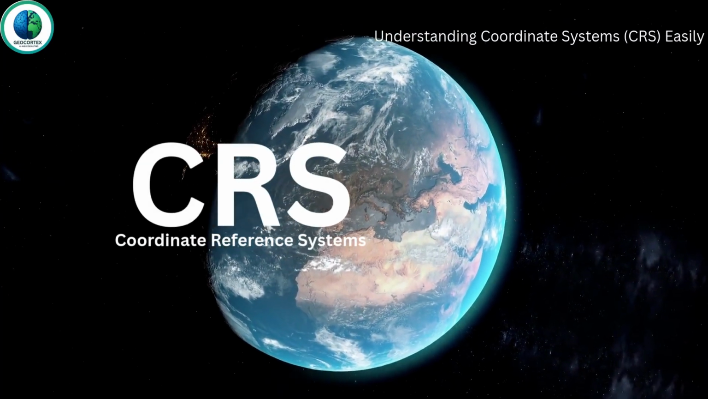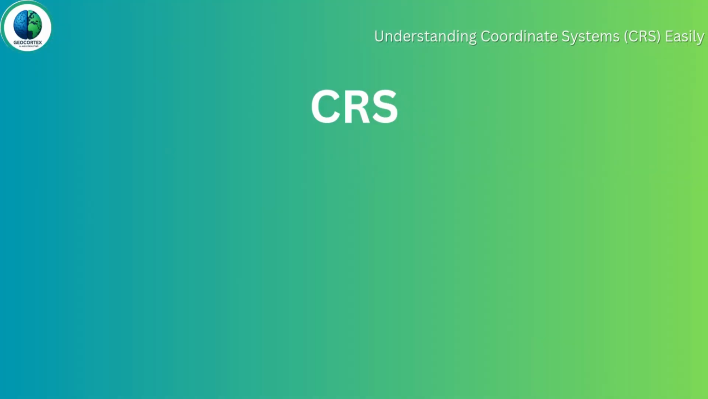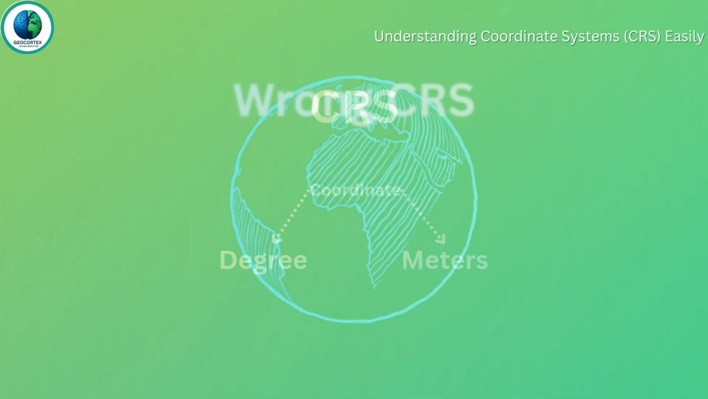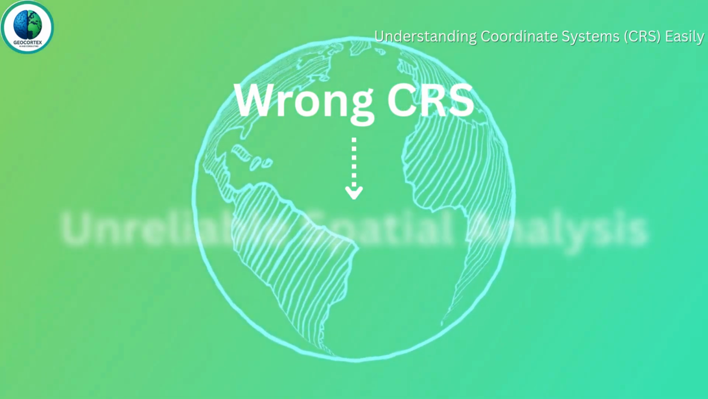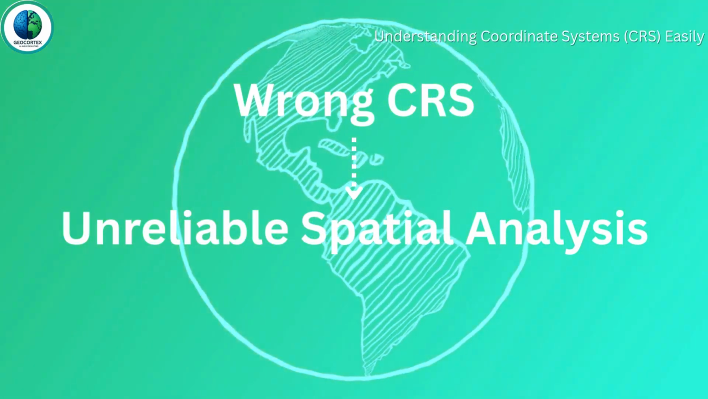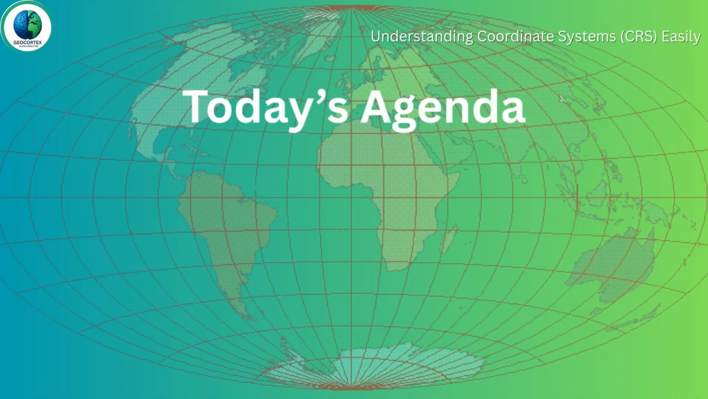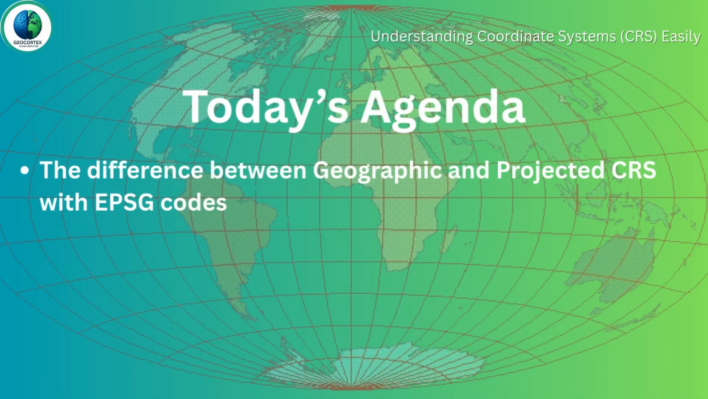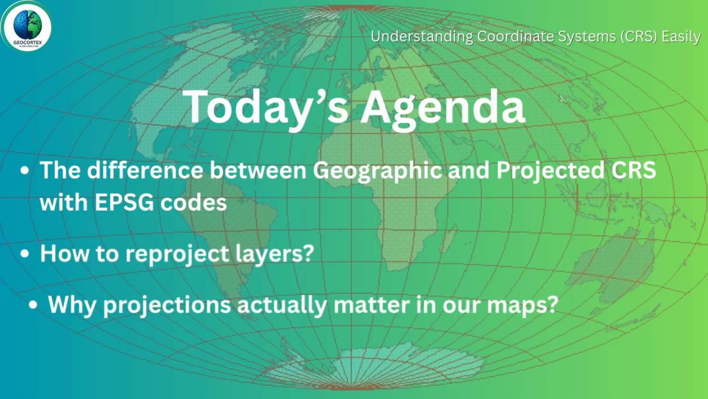CRS decides how your map understands the Earth, whether your coordinates represent degrees or meters. If you choose the wrong CRS, your spatial analysis becomes unreliable. So in today's tutorial, we'll learn the difference between geographic and projected CRS with EPSG codes, how to reproject layers, and why projections actually matter in our maps.